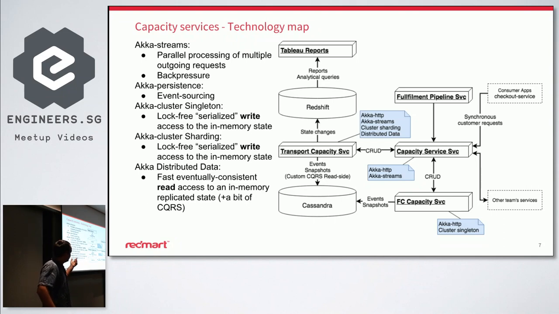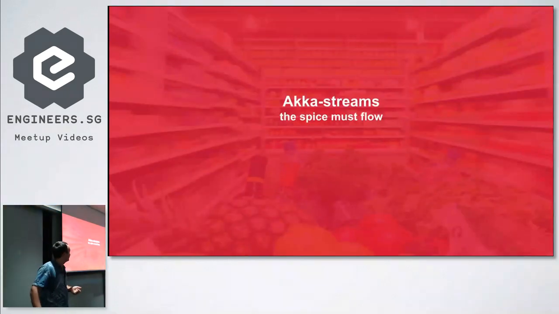And in transport capacity, we have Akka streams, we have cluster sharding, we have persistence, all that stuff that I'm going to talk about today. So in transport capacity, the domain model is more granular so that we can afford using cluster sharding. And I think we'll start with Akka streams first.